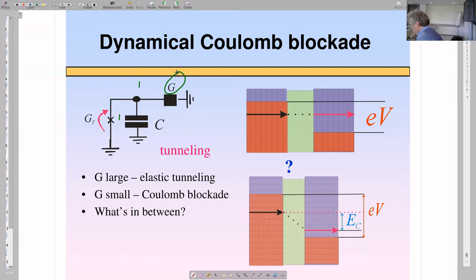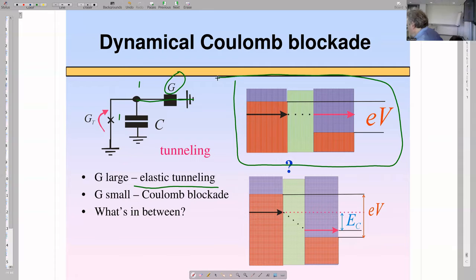Let us look at the limits. If this conductance is very large, it just short circuits the capacitance, short circuits the island, and we just have tunneling between two leads, elastic tunneling. So we can picture it like this in an energy diagram. Electrons come from here. They cross the tunnel barrier and they remain at the same level.